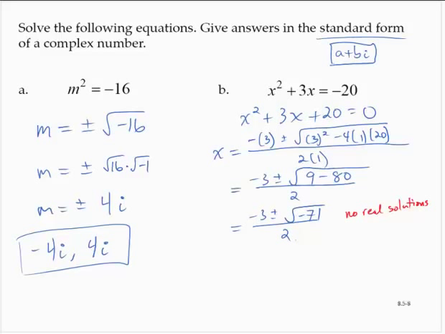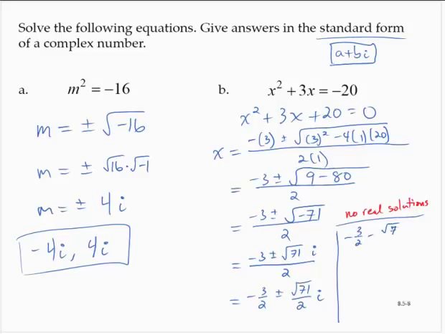The first thing I'll do is rewrite that square root of negative 71. So that's negative 3 plus or minus root 71 i, over 2. And then get them into standard form. Negative 3 halves plus or minus root 71 over 2 i. And so there are two solutions to the equation. They are complex: negative 3 halves minus root 71 over 2 i, and negative 3 halves plus root 71 over 2 i.